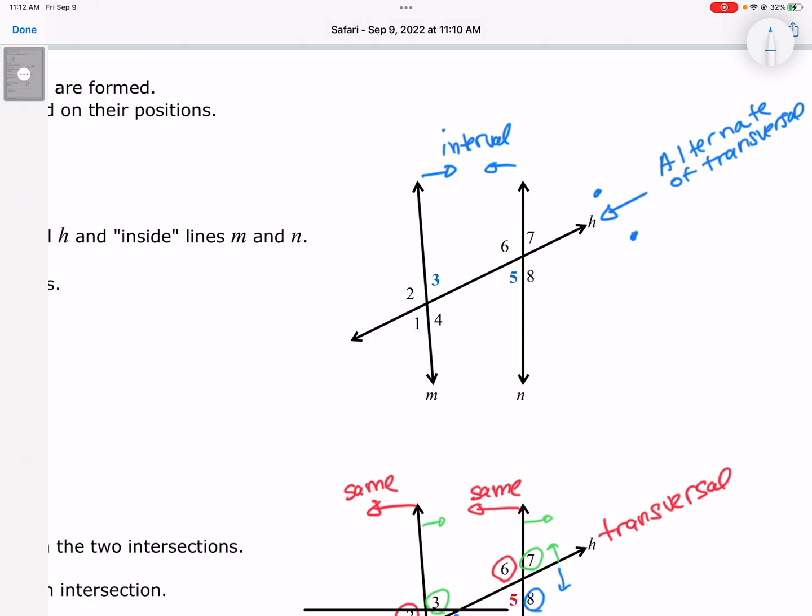So that's why you can say 3 and 5. You can see them, 3 and 5. One is above it, one is below it. Interior, I have, oh, that says interval. I'm sorry, I don't know why I wrote that. Interior.